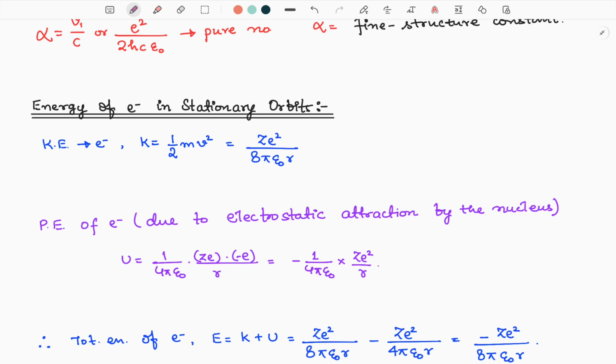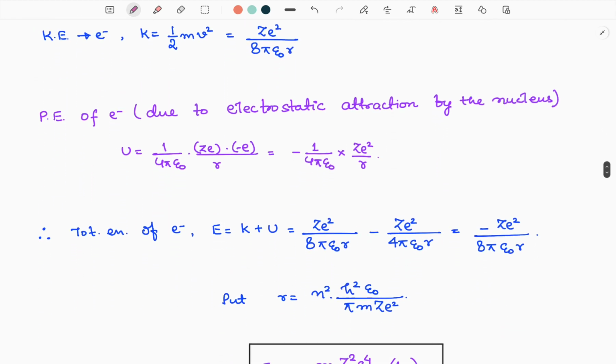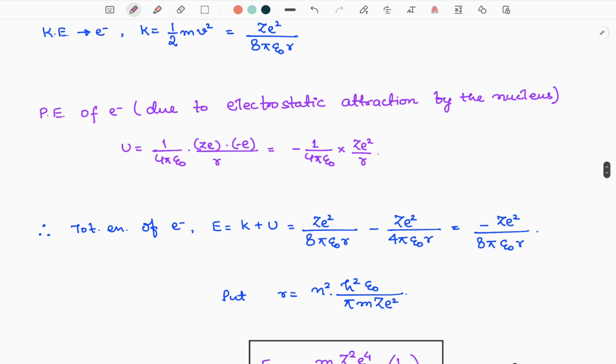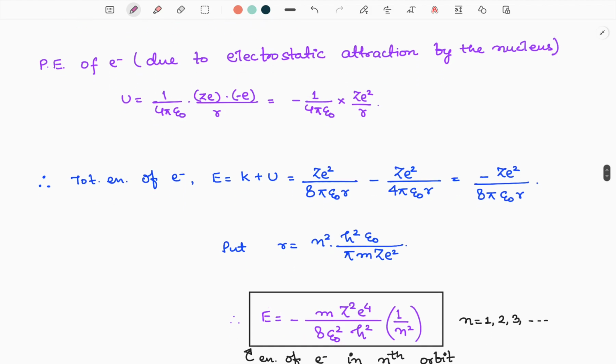So you have to keep in mind here we will use the negative sign of the electron, so you will get U as 1 upon 4 pi epsilon naught into Z square upon r with minus sign. For total energy, we will add this to kinetic energy. So when you get K plus U, you will write Z square upon 8 pi epsilon naught r minus Z square upon 4 pi epsilon naught r. In bracket, if we take Z square upon pi epsilon naught r common, you will get 1 by 8 minus 1 by 4, which will finally become minus Z square upon 8 pi epsilon naught r.